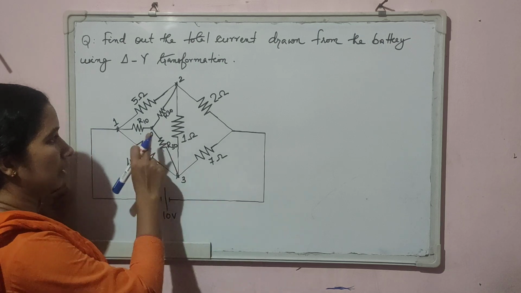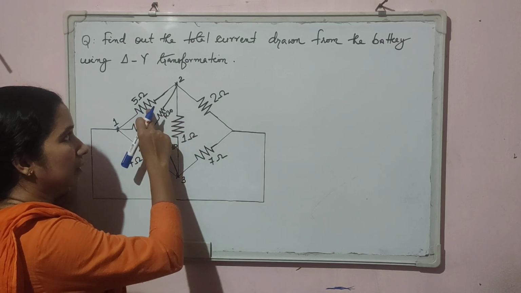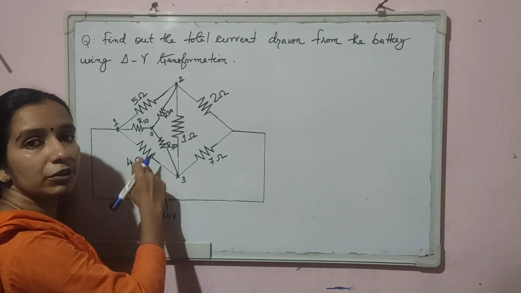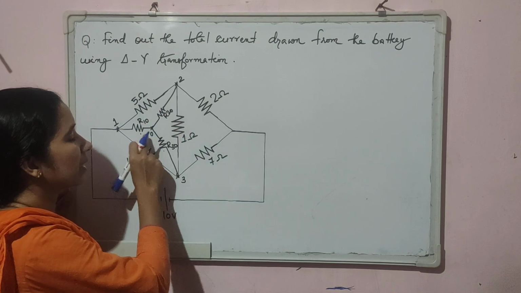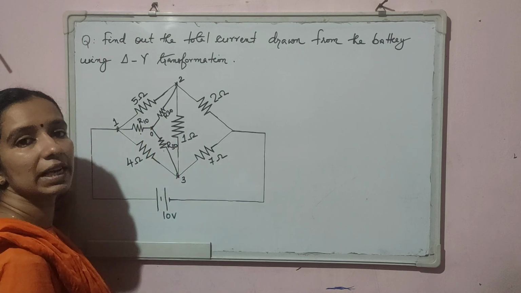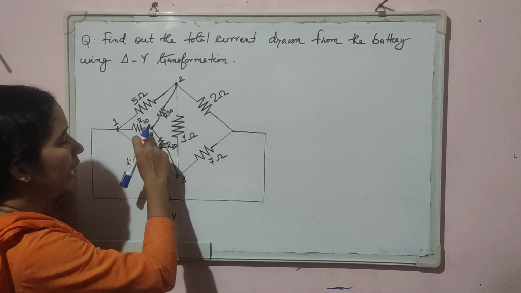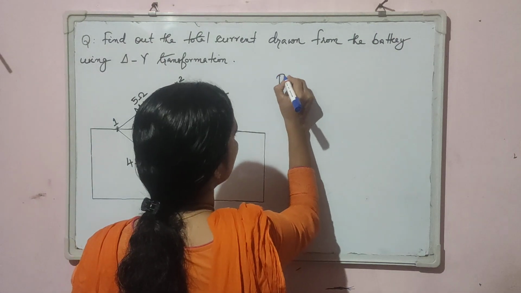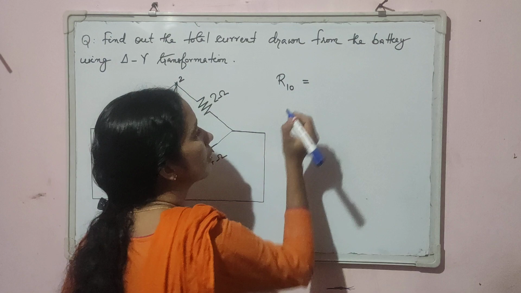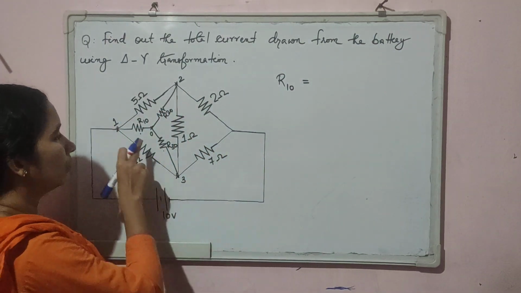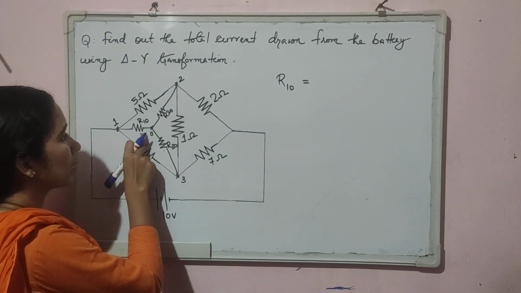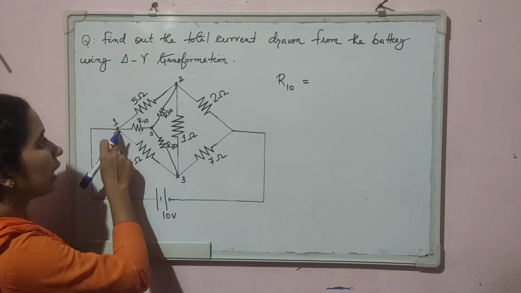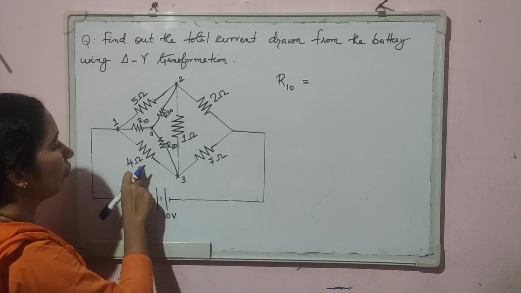So we have a delta connection. I have chosen this delta connection, and if we transform this delta connection into a star, the equivalent resistors will be like this. Now we have to calculate R10, R20 and R30. Let us calculate R10 first. R10 is equal to the product of the two resistors which are connected to terminal 1, that is 5 into 4.